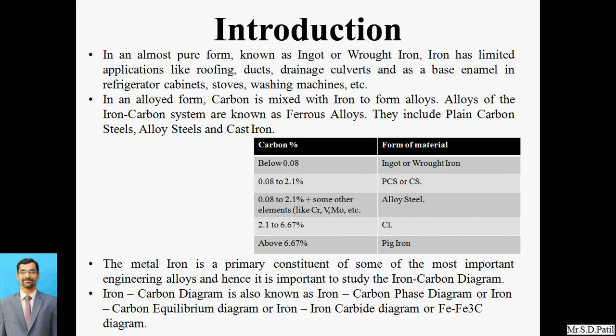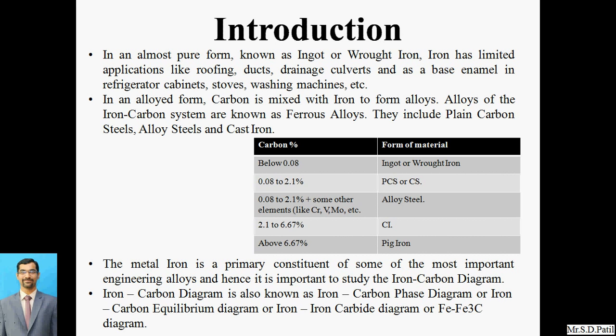In an alloyed form, carbon is mixed with the iron to form an alloy. So when we want to form some alloy, we mix carbon into the iron. Alloys of the iron carbon system are known as ferrous alloys. Whatever alloy is developed with the help of iron and carbon is known as a ferrous alloy. They include plain carbon steels, alloy steels, and cast iron.